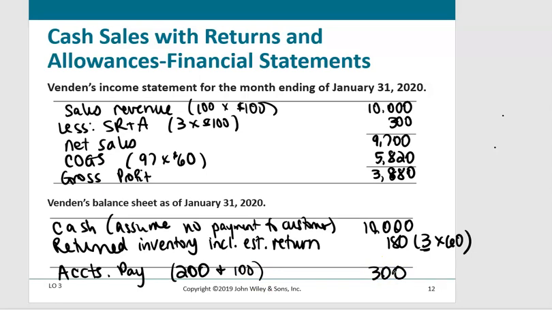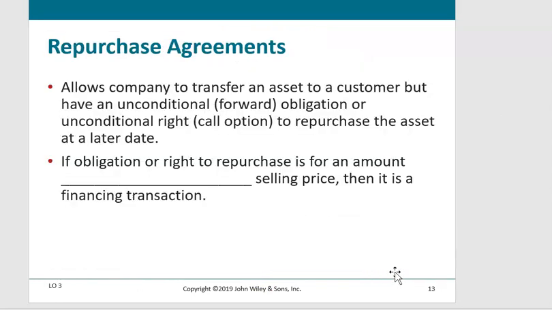Let's move on now to the next topic, repurchase agreements. Repurchase agreements allow a company to transfer an asset to a customer, but have an unconditional obligation, sometimes we call this a forward, or an unconditional right, a call option, to repurchase the asset at a later date. If the repurchase is for an amount that is greater than or equal to the selling price, then it is a financing transaction.